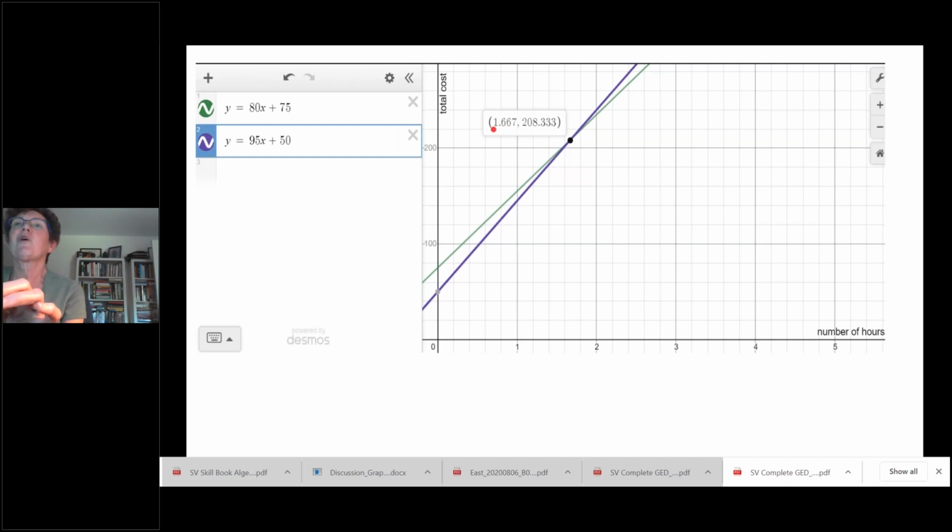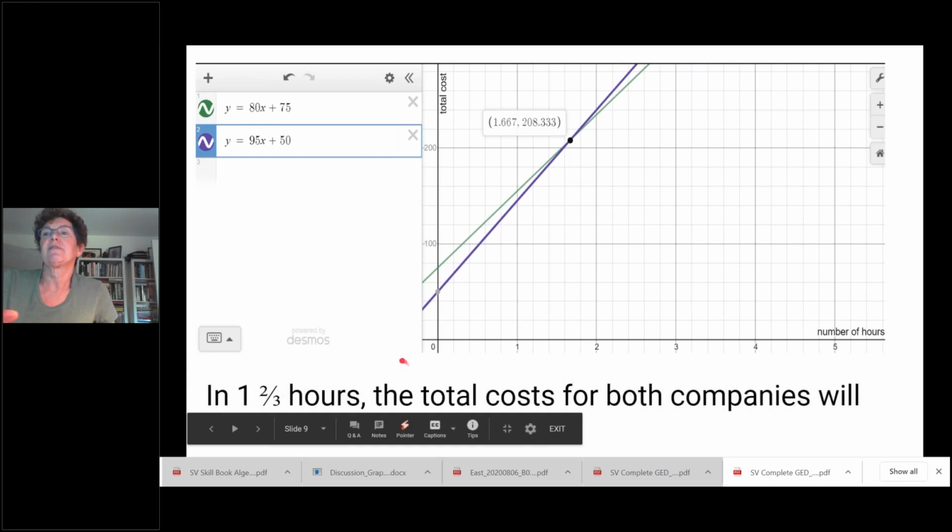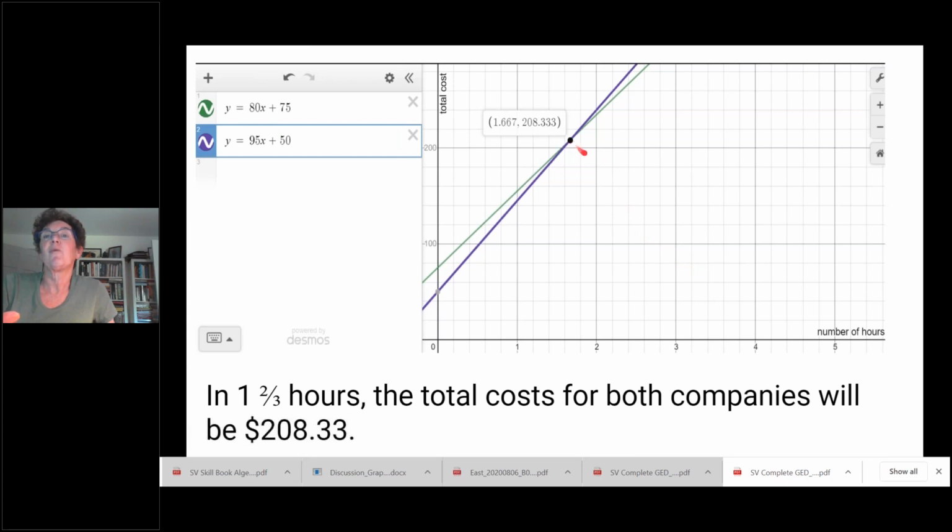So when they're at my house 1 2/3 hours, or an hour and 40 minutes, I will have paid them the same rate, which would be $208.33. So what we can say is that the point of intersection is telling me that in 1 2/3 hours, the total cost for both companies will be $208.33.